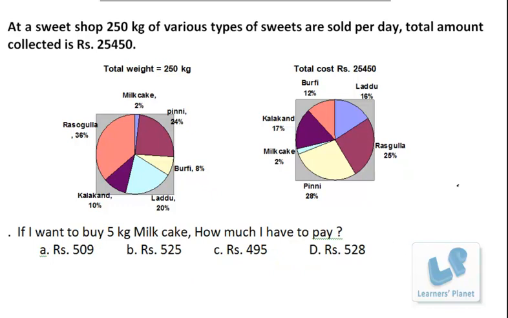Now let's see the other question. If I want to buy 5 kilogram milk cake, how much do I have to pay? For that we have to find out the price of 1 kilogram of milk cake. Now what is the quantity? That is 250 kilogram, and out of that 2% is the milk cake.